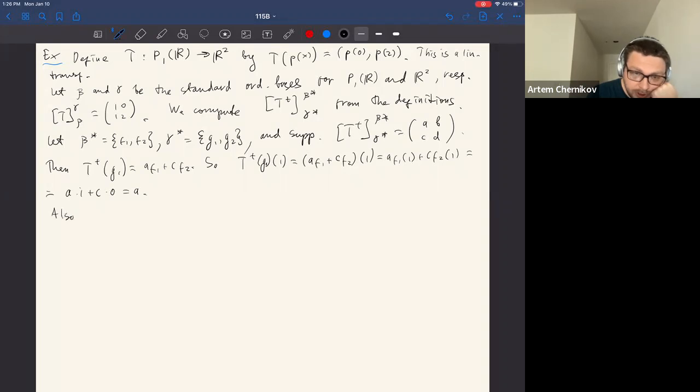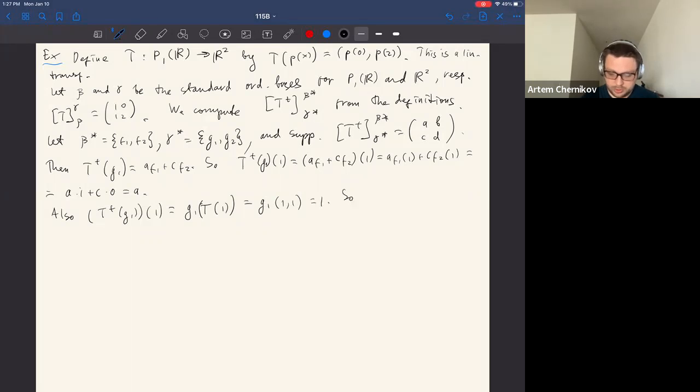But also, when I look again at T transpose of G1 and I apply it to 1, this by definition is just the composition of the maps G1 and T, right? So I have G1, I apply it to T of 1, evaluate it on 1. So this is going to be G1 evaluated on the vector 1, 1, because that's where T sends 1. And this is again 1. So comparing, on the one hand we have that this is A, on the other hand this is equal to 1. So the conclusion is that A is equal to 1. So we have determined A from the definitions.